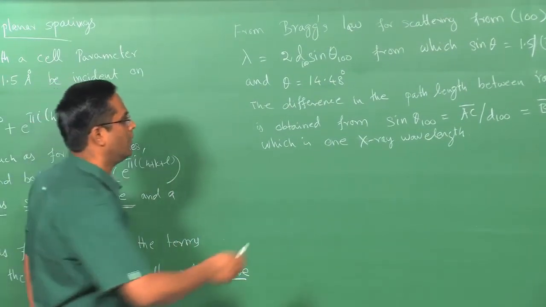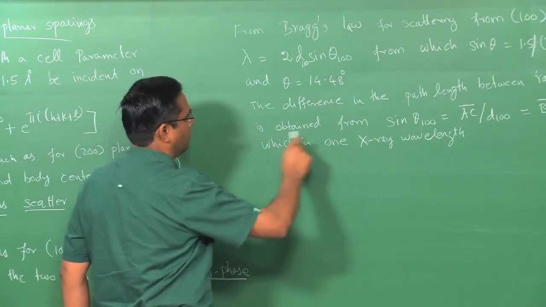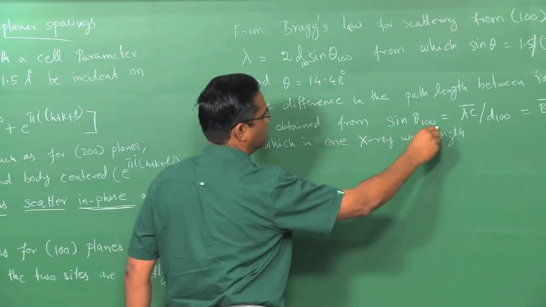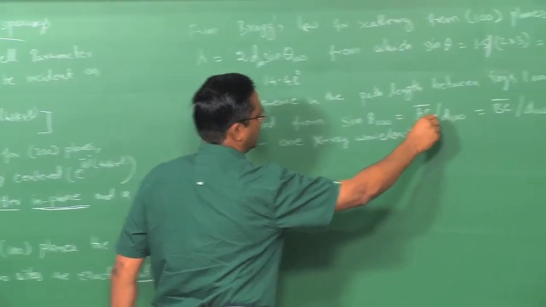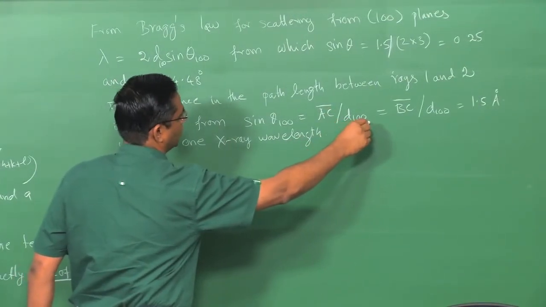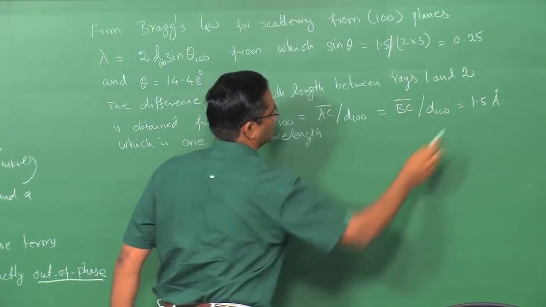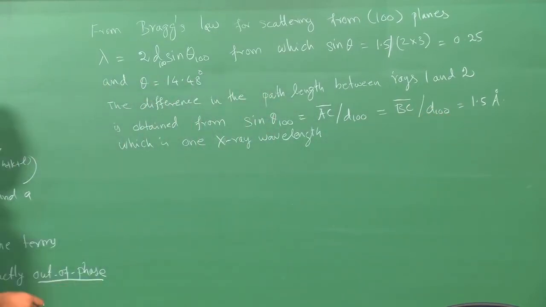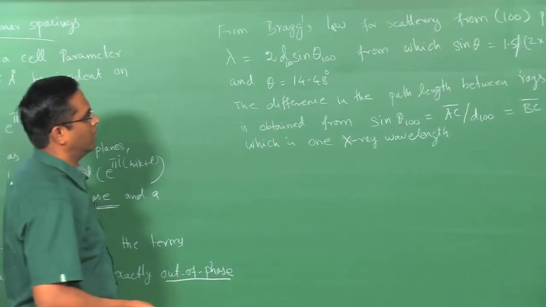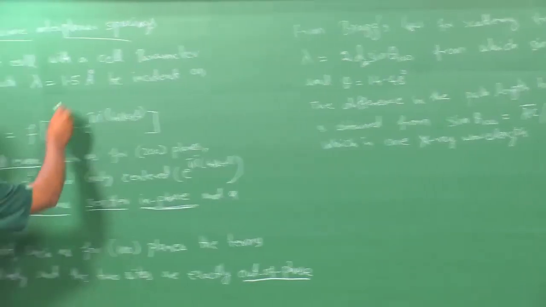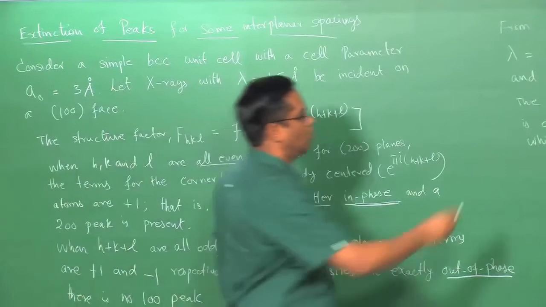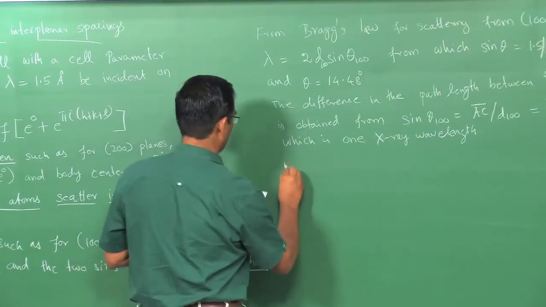The difference in the path length between rays 1 and 2 of the rays shown in the slide, you can see that we can obtain it from sin theta 100 equal to AC divided by d100, which is equal to BC divided by d100, which is equal to 1.5 angstrom, which is 1 X-ray wavelength. So, that is what we have started with. So, it is 1 X-ray wavelength.